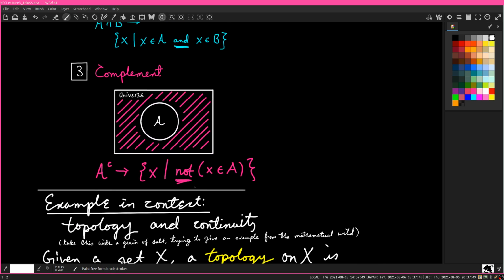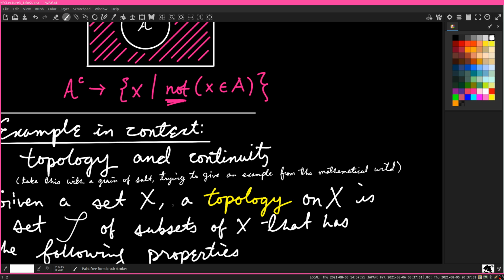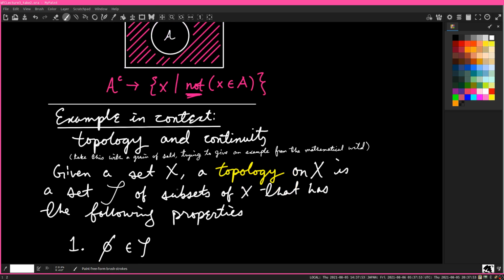All right, so I'm going to give you an in-context example from topology. Take this with a grain of salt. There are kind of logical difficulties, as Wildberger would call them, with the field of topology that make it way harder than it needs to be based on the way it's set up, but this is the way that it's set up, and if you read a topology textbook, this is what you're going to see.